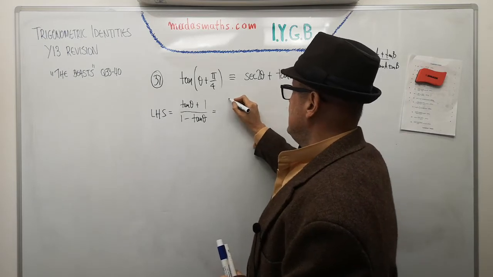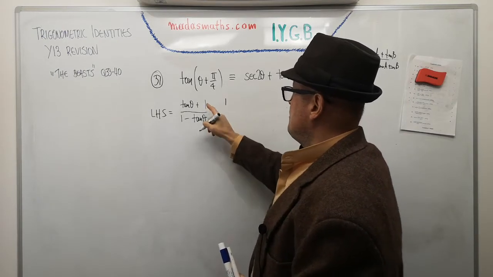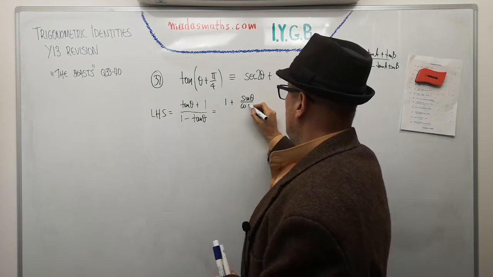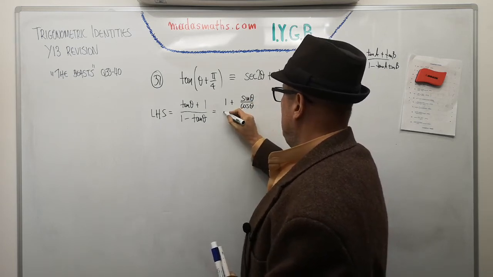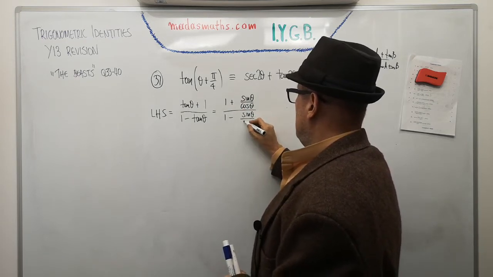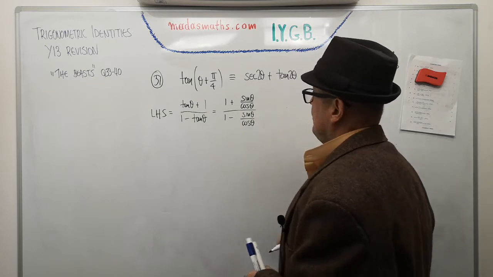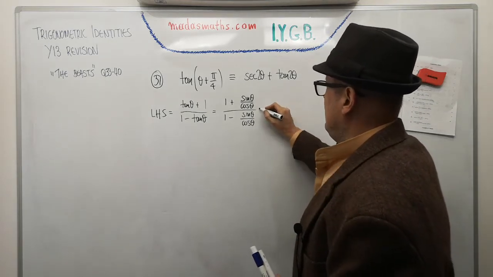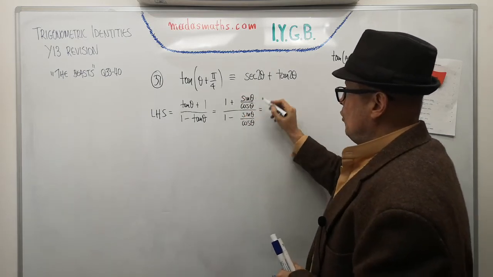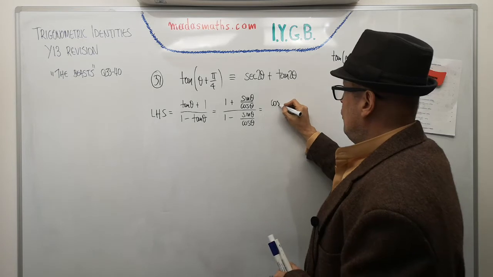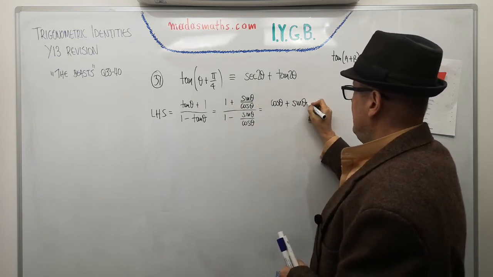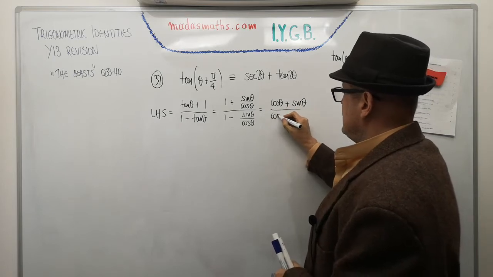So I'm going to write it as 1, I'm going to write this bit first, plus sine theta over cos theta. And then at the denominator, 1 minus sine theta over cos theta. What happens next? Well, get rid of the double fraction. So I'm going to multiply top and bottom of the quantities by cos theta. So the cos theta here will cancel to give 1 plus sine theta. And here I'm going to get a cos theta.